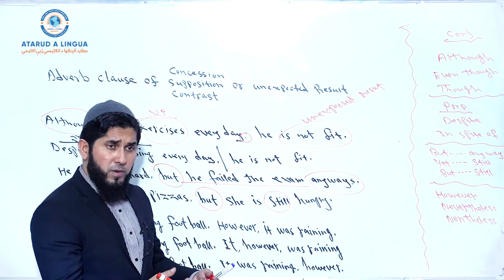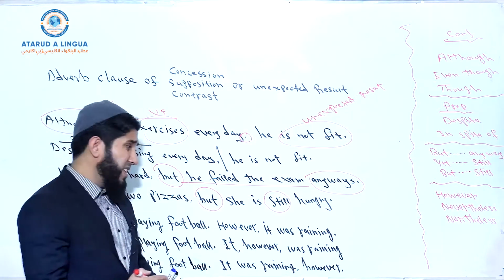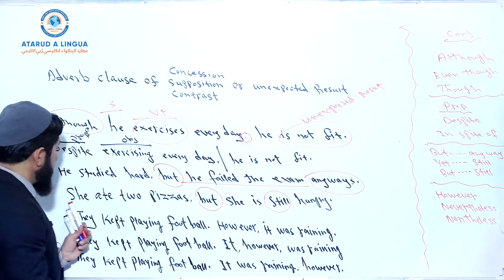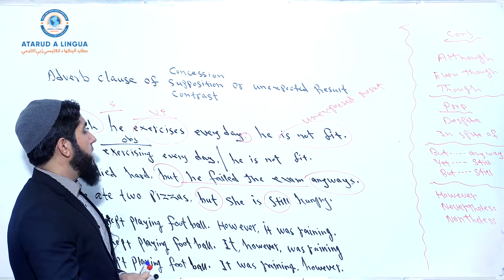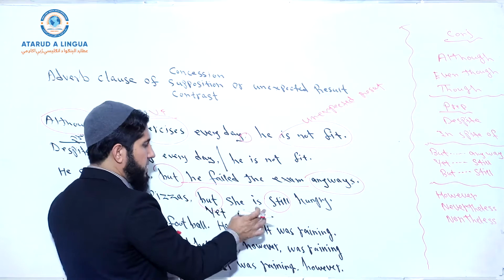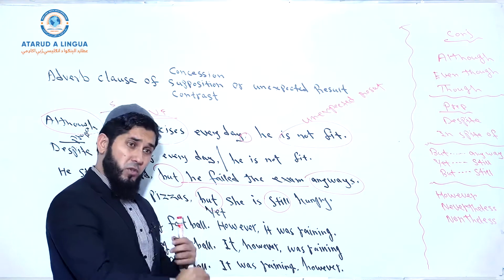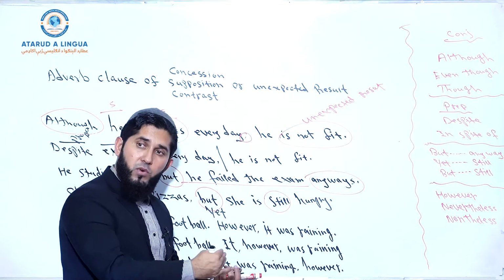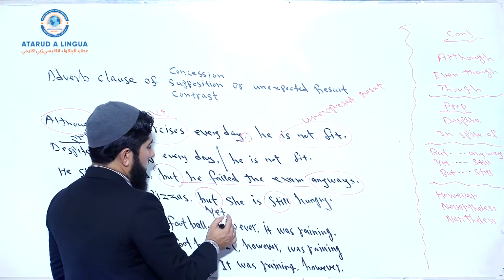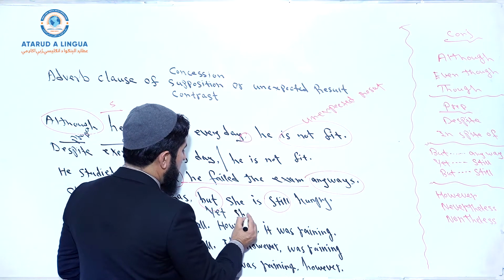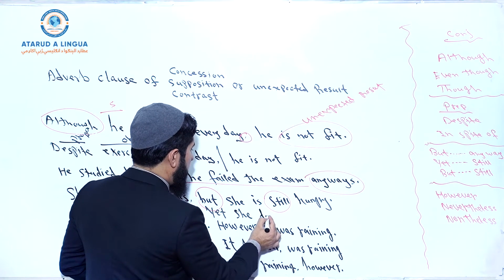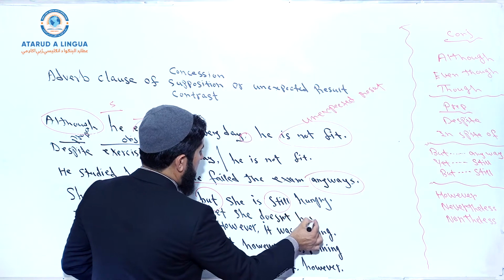If you do not have a to be verb and you have an ordinary verb, then only the subject comes between the two parts of it. Look, she ate 2 pizzas, but, for example, I want to put "yet," because "but still" and "yet still," these two paired conjunctions can be used in exactly the same form. But "yet still" would be more formal than "but still." That would be the difference. So "yet she," for example, doesn't have energy.